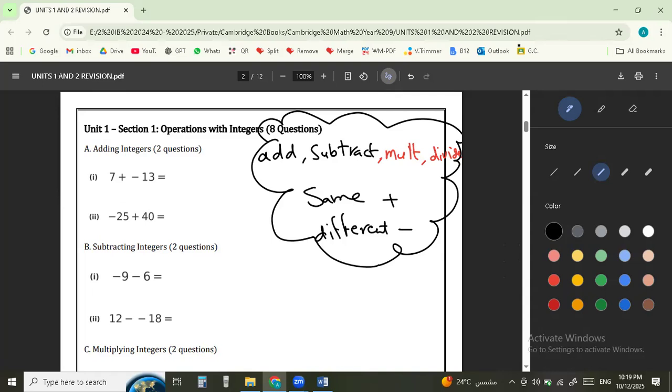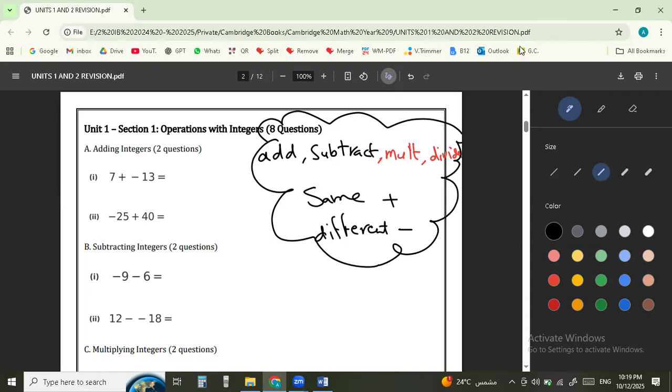But in multiplication and division, Mister, if it's multiplication, I'm going to multiply normally. If it's division, I'm going to divide normally. But what about the sign? Same will be positive. Different will be negative. It's not same, add, different, subtract. Multiplication, multiply. Division, divide. There is no addition, no subtraction. But same is going to be positive. Different is going to be negative.